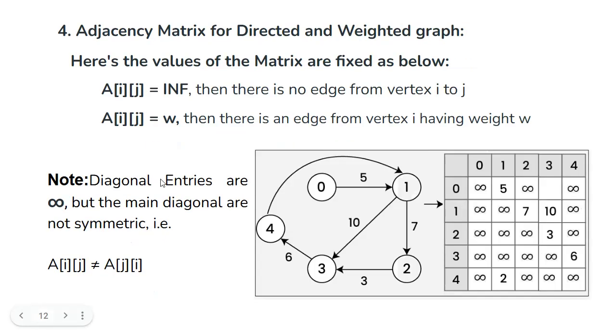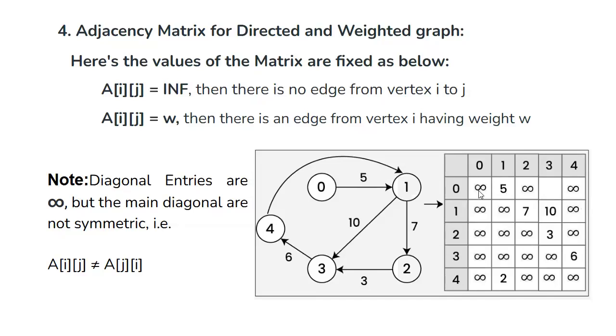The fourth one is the adjacency matrix for a directed graph where the weighted edges are given here. Okay, for this also, as usual, the number of vertices is 5, so a 5 by 5 adjacency matrix is to be created, and the column header and row header are vertex names, and the intersection cells have the cost.